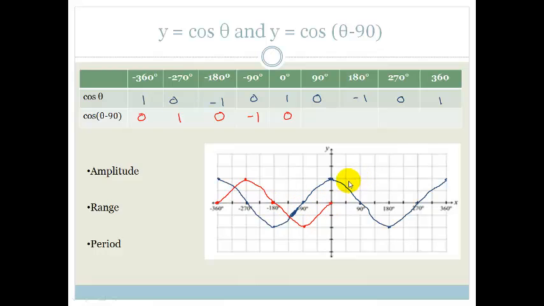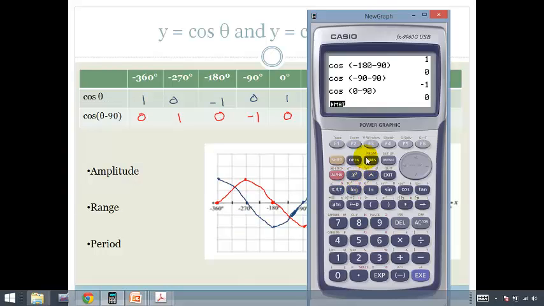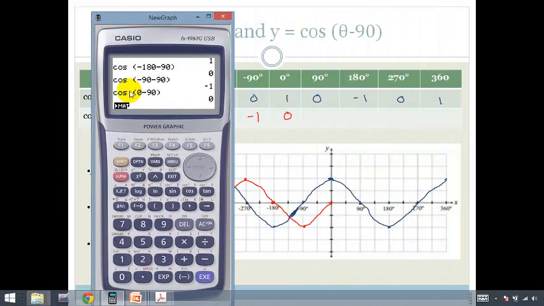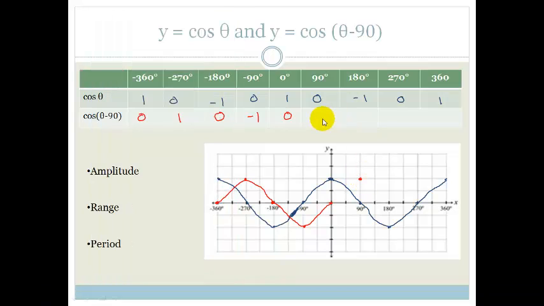And if we just continue this, I am actually going to plug these numbers in just to prove it to you. If we go cos of bracket 90 minus 90, but 90 minus 90 is 0, so it's the equivalent of cos of 0, which should therefore be 1. It is 1. So do you see that we are shifting over this graph by 90 degrees.